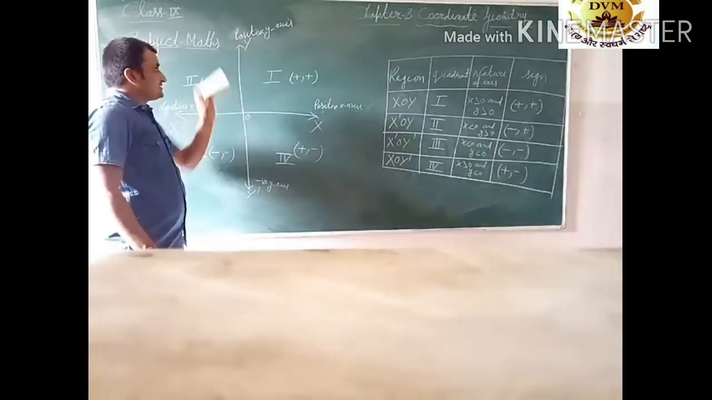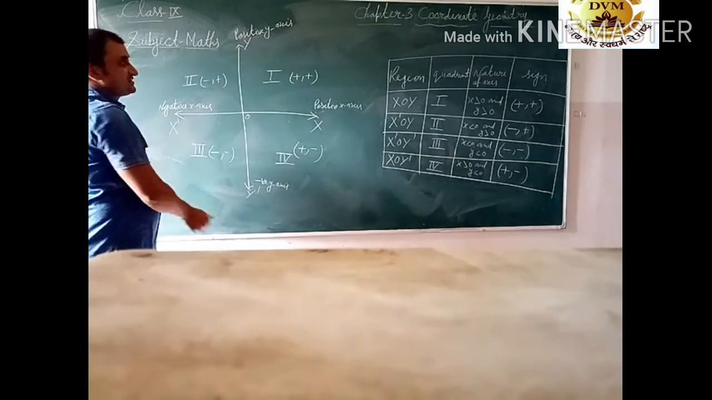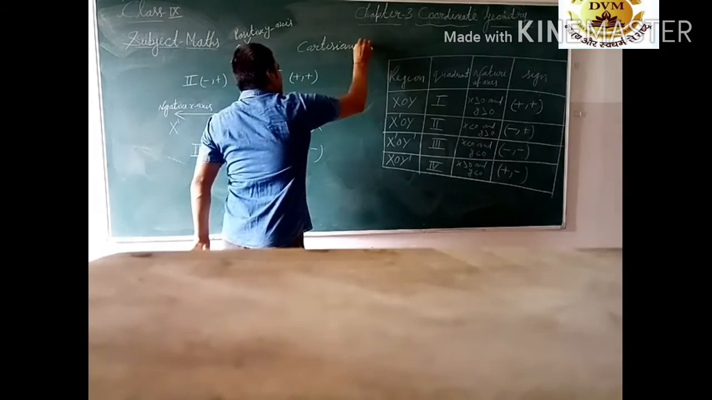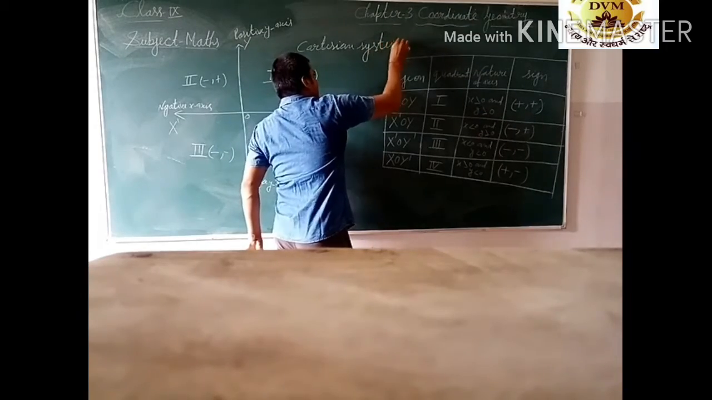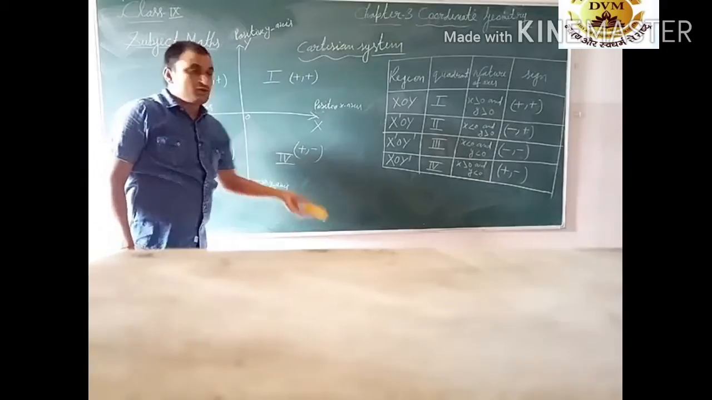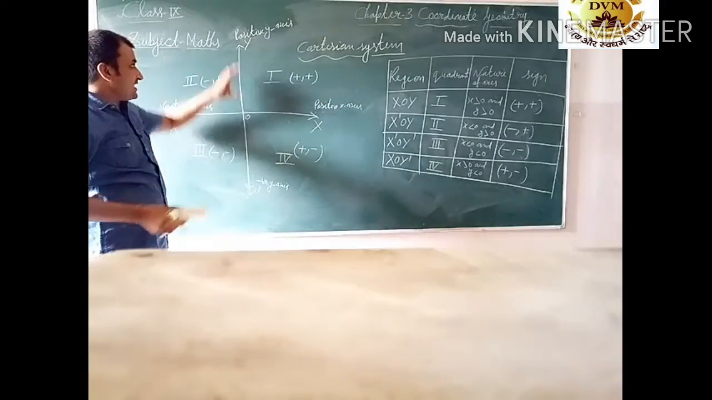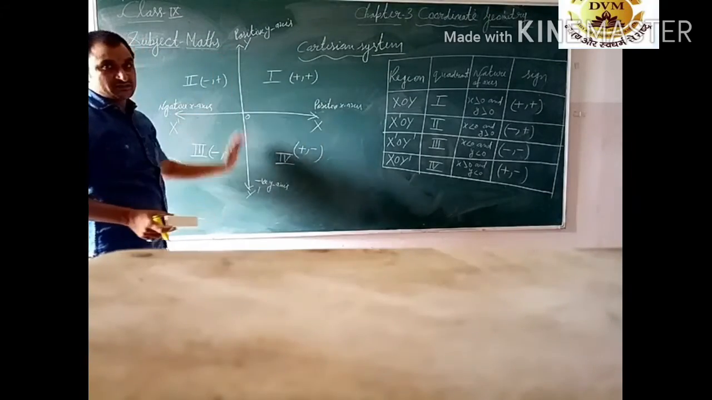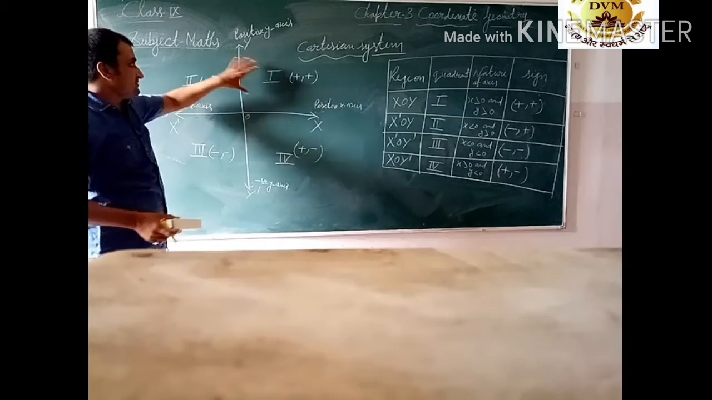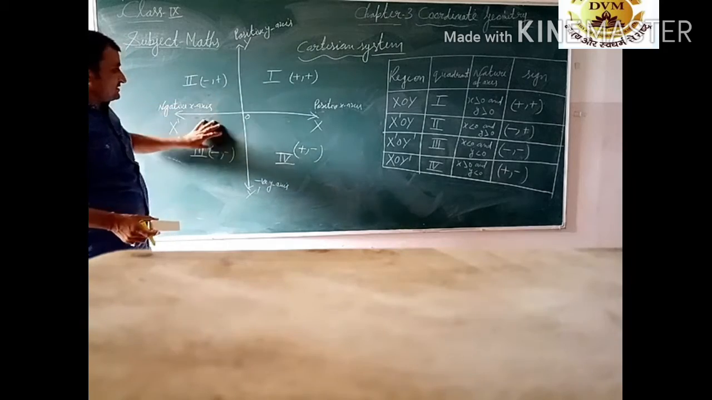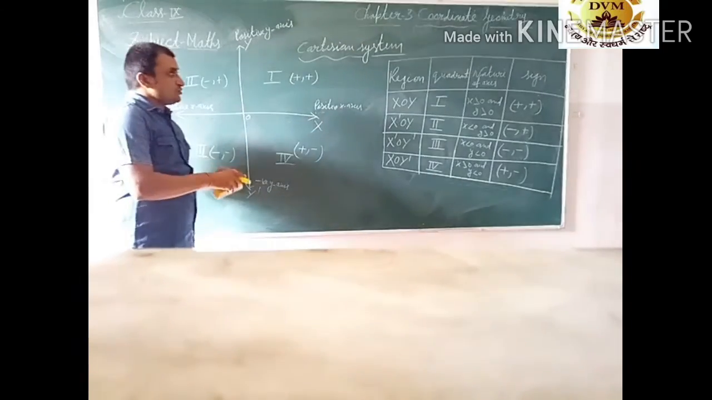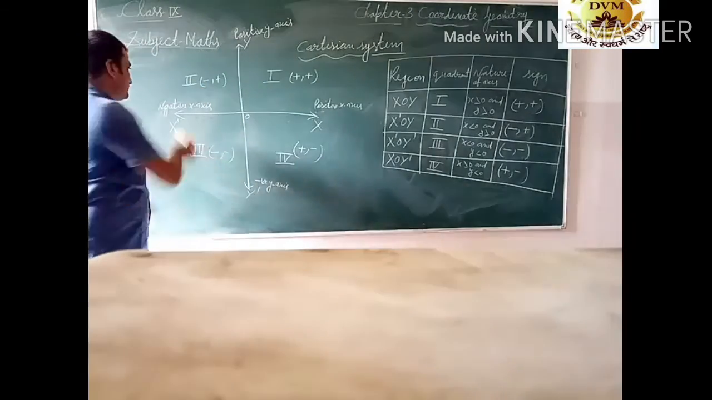I have told you this is called Cartesian system, or XY plane, XY coordinate plane. In the Cartesian system I have told you about both axes. This is x-axis, this is y-axis, this is origin, this is first quadrant, second, third or fourth, in tabular form also. So I will do some examples related to this now.